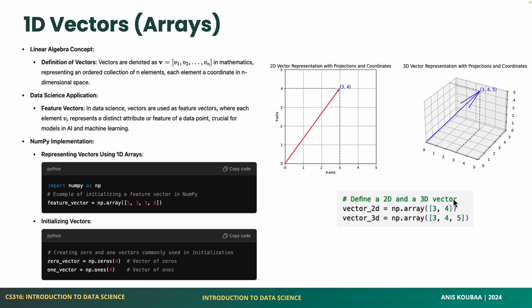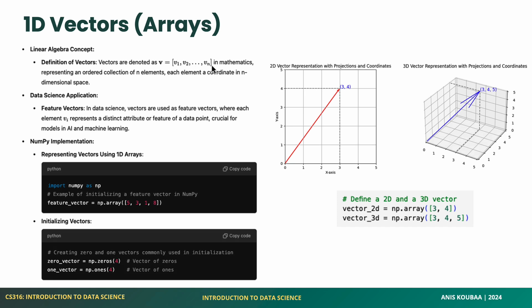Okay, so let's talk about one-dimensional vectors right now. In linear algebra, a one-dimensional vector is basically a sequence of values which we represent as such, v1 until vn. This is the mathematical representation. It's a collection of n elements in one dimension. We have one axis. Sometimes we say it's one axis, one dimension, or one channel. These are different terminologies that we use in AI and data science. And here it has a couple of elements.